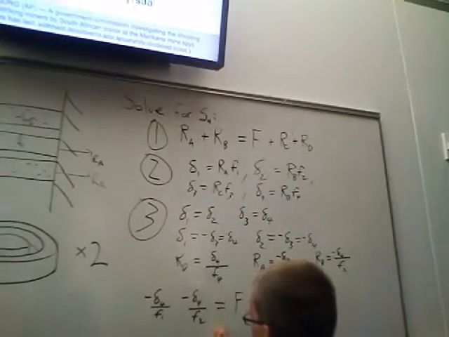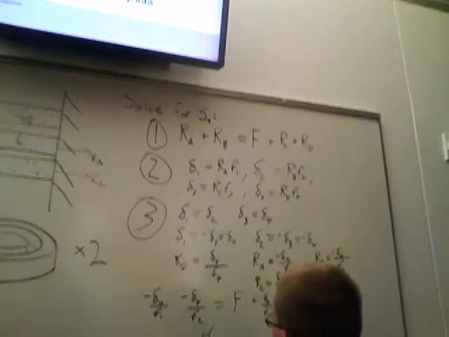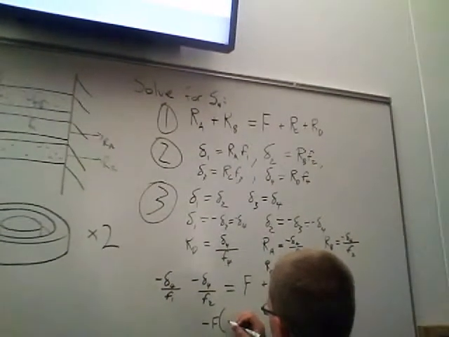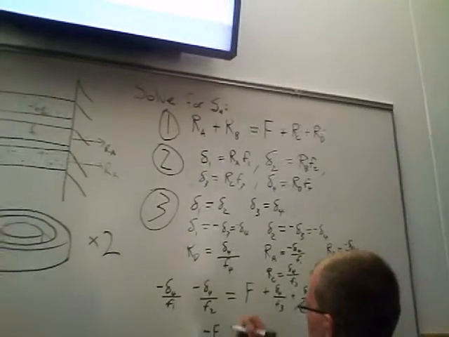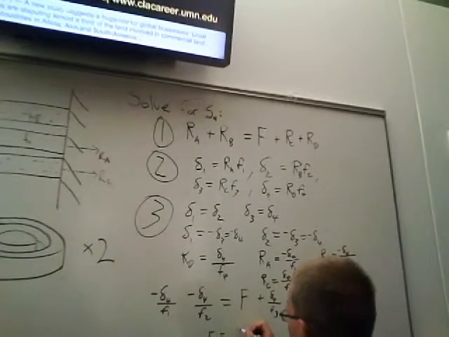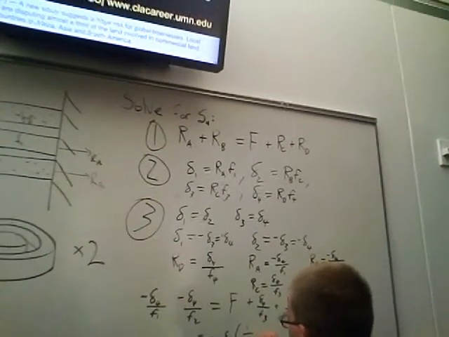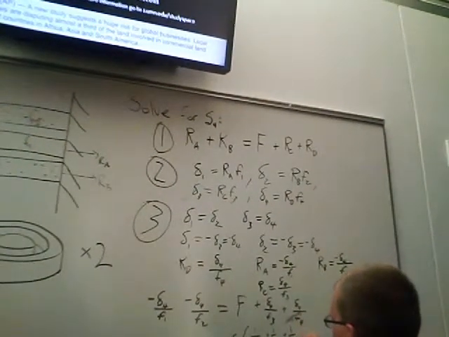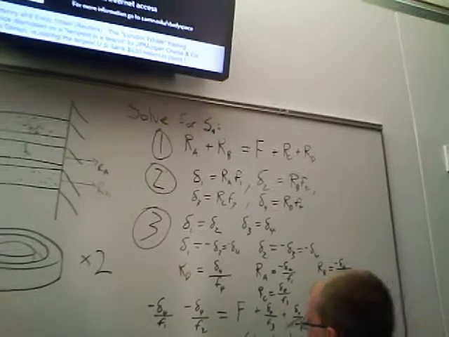So we got negative F times... hold on. I have to do some funky math here. Just do it all in steps. So F equals delta 4 times the quantity 1 over F1 plus 1 over F2 plus 1 over F3 plus 1 over F4. Okay?